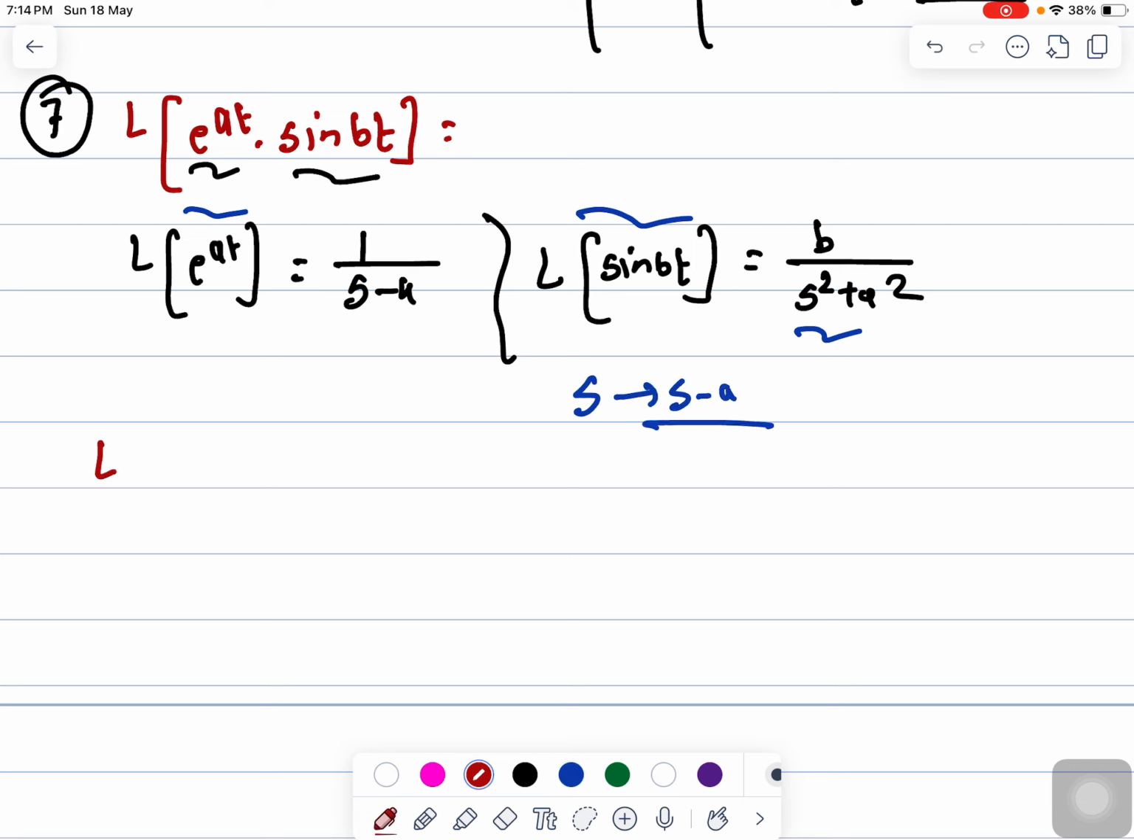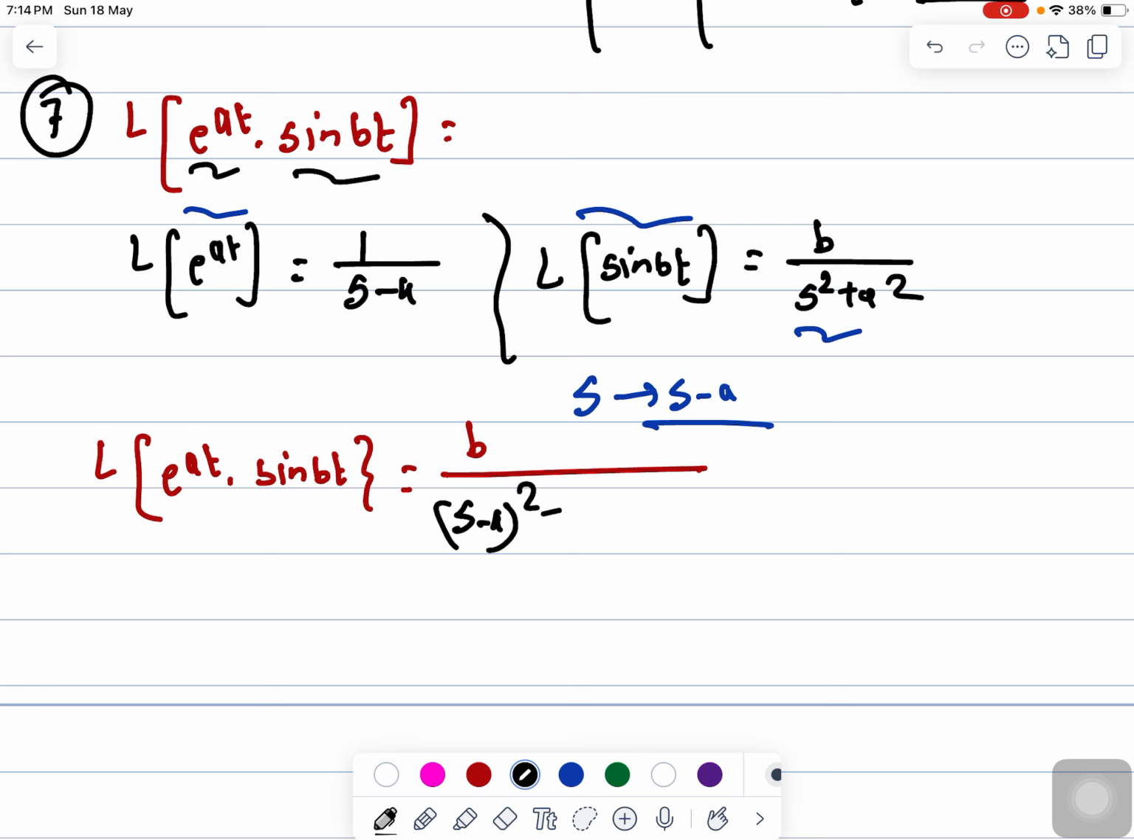So directly now I can write Laplace transform of e to the power at and sin bt as b upon, obviously, s minus a whole square plus b square. This is b, right, because the coefficient in the sine function will come here. And what is a? a is the coefficient on the exponential function. So this is how you have to remember it. But again, how is this coming? This is coming from the fundamental formula that I discussed earlier.